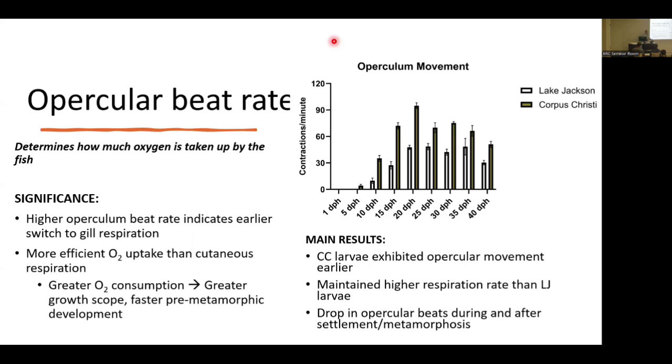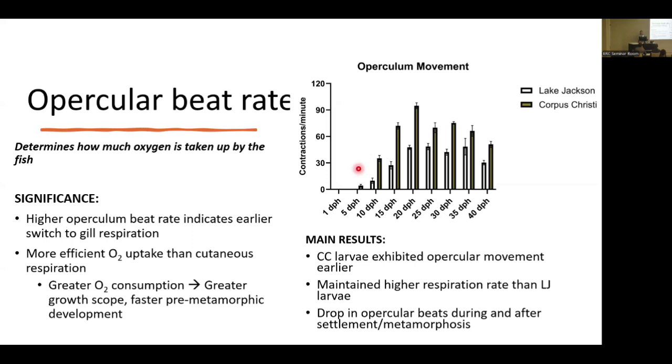When they're first born, these larvae mostly use cutaneous respiration to take up their oxygen. But the development of gill respiration is quite important, because as they grow larger, the gills become far more efficient than the skin for O2 uptake. So greater opercular movement, as a proxy for the development of gill respiration, is going to indicate greater O2 consumption. That can allow those fish to have more energy available, more that they can allocate towards critical growth processes like digestion, etc.